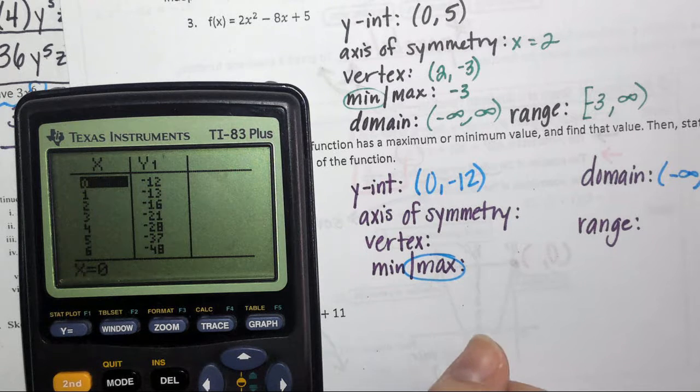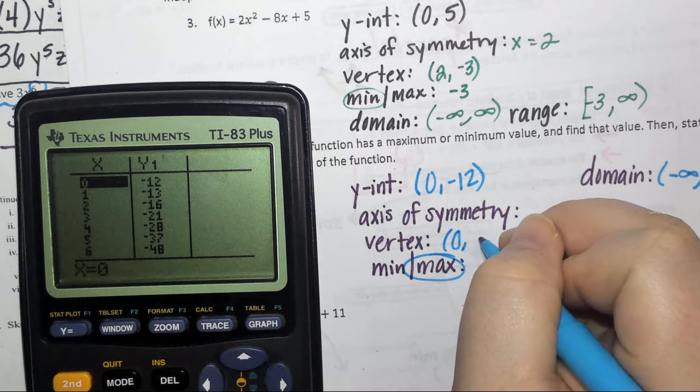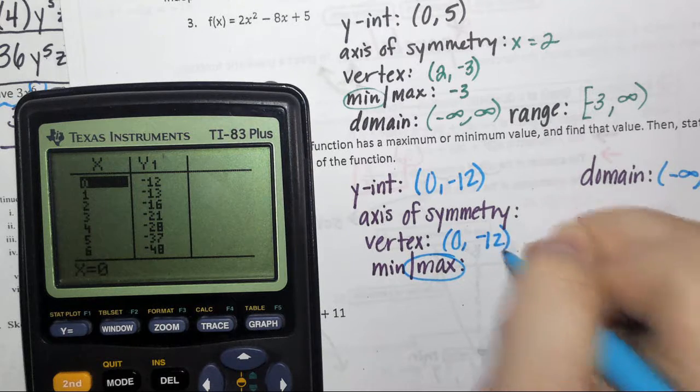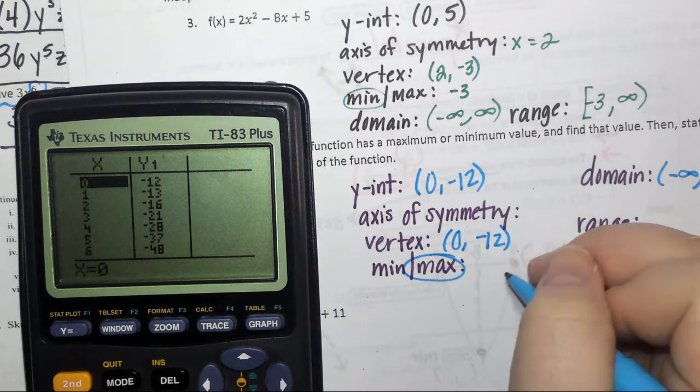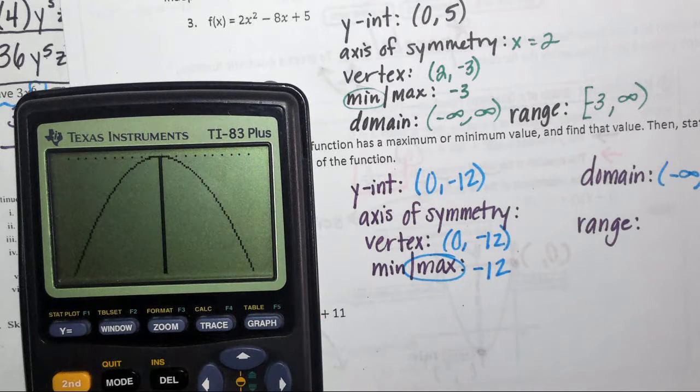So 0, negative 12 is going to end up being what? Yes, so 0, negative 12 is our vertex, so you get the point. Our vertex is at 0, negative 12. It means we have a max at negative 12, because if we look at our graph, again, eventually it stops, so we have a max at negative 12.